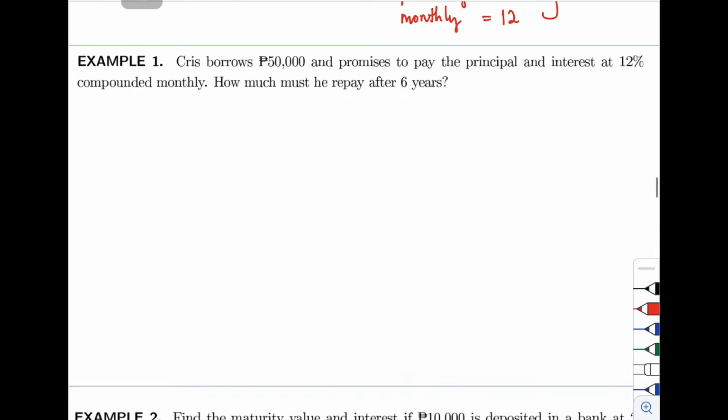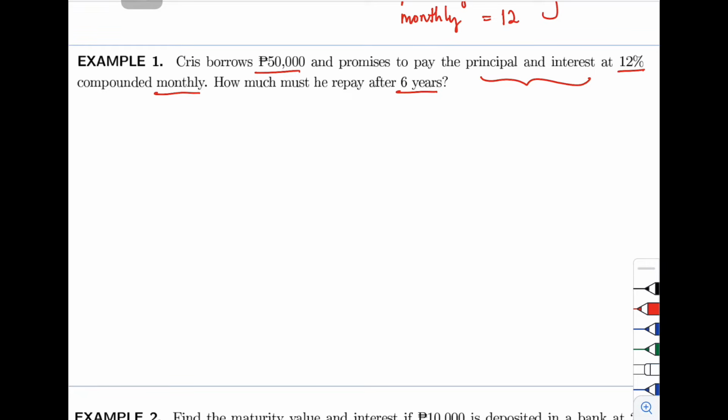So Chris borrows 50,000 pesos and promises to pay the principal and the interest at 12% compounded monthly. So, how much must he repay after 6 years? Okay? So, dito guys, ang pinapahanap sa atin is yung principal and the interest. Tama? O yung ating maturity value. Magkano yung total ng kanyang babayaran?